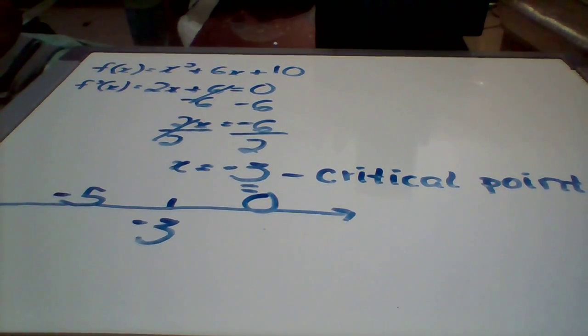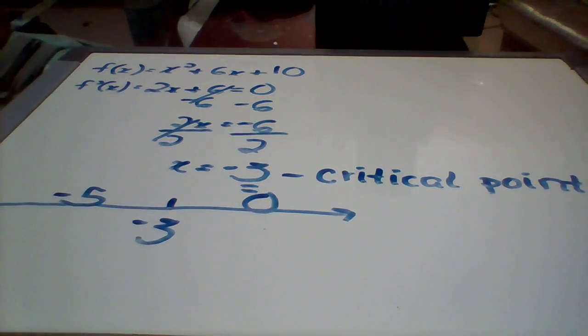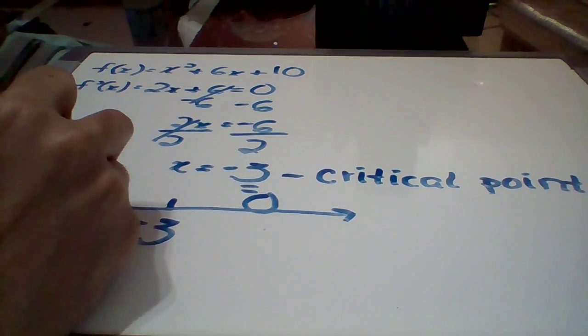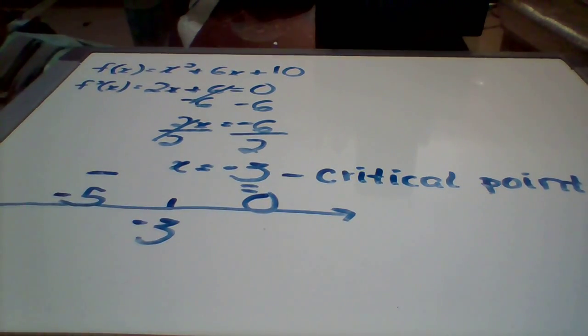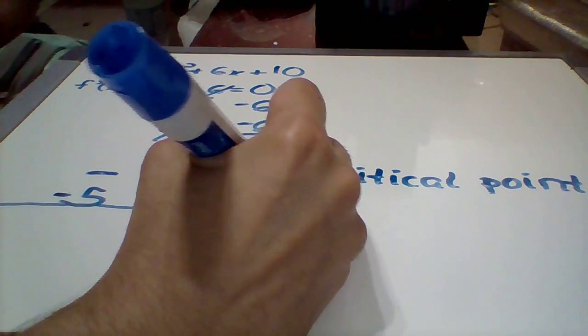And the next thing you have to do is plug those test points into the derivative to determine their sign. So you don't necessarily have to solve it, you just have to know what sign it would have. So when you plug in -5, you'd get -4. So basically it'd be a negative value. And then when you plug in 0 into the derivative, you'd get a positive value, 6 in this case.